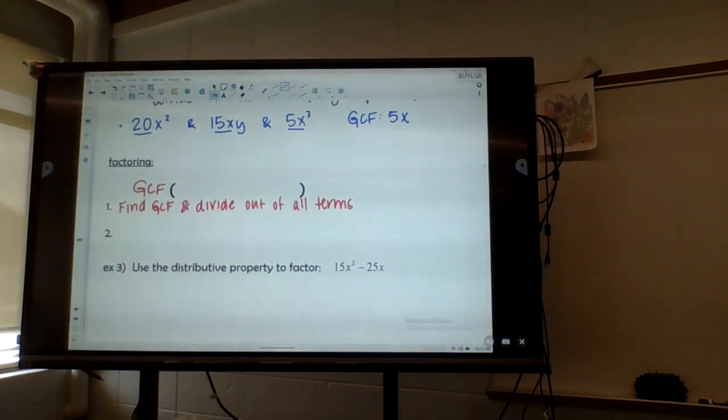And then our second step is basically inside the parentheses, we're just going to leave whatever's left over once we've divided that out. So kind of like if I said everyone needs to contribute $5 to our class party, and if you have a ton, obviously you'd still have some money left. So we have to talk about the leftovers. So we're going to leave the leftovers inside the parentheses.